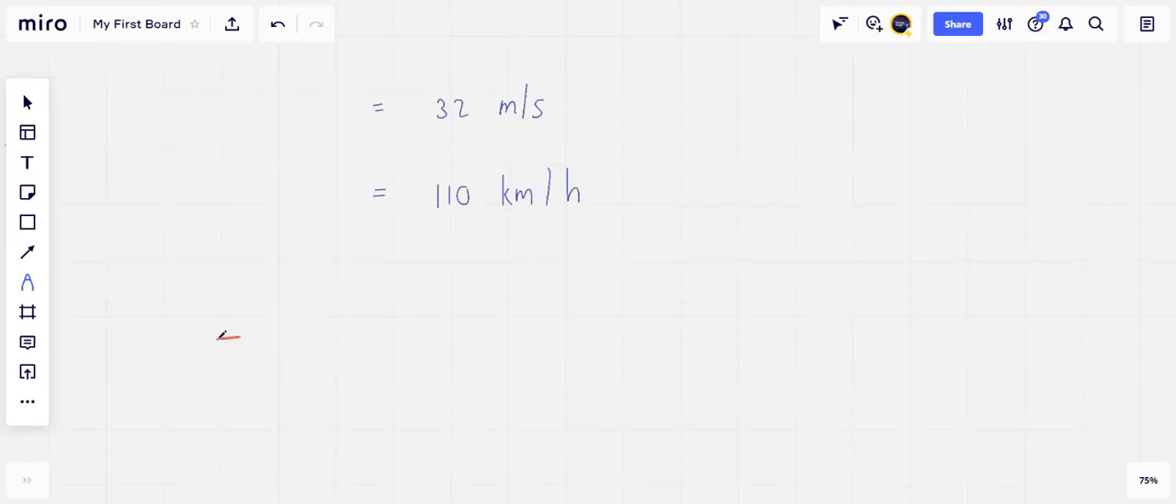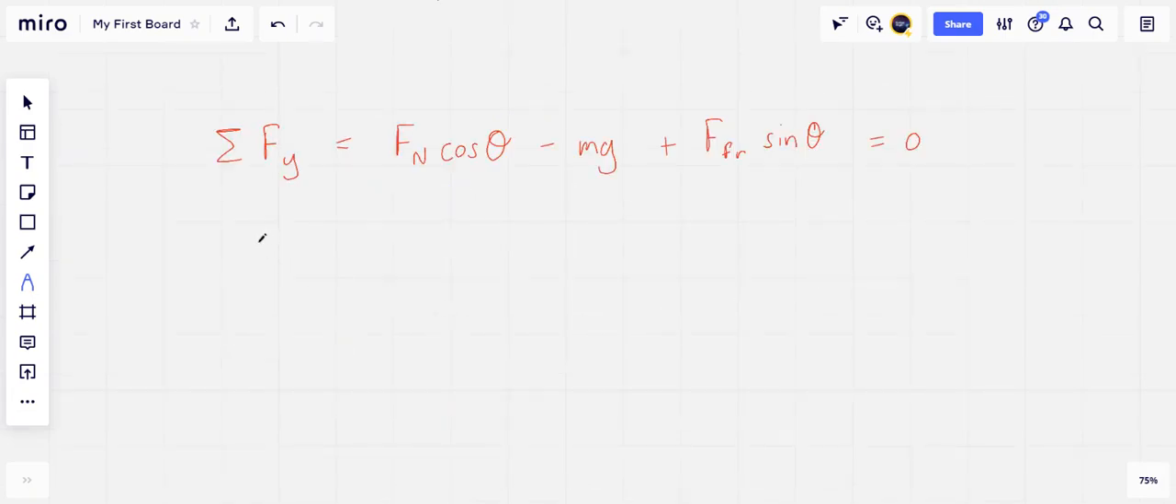And so by Newton's second law, again, we have the sum of the vertical forces is equal to Fn cosine theta minus mg plus the frictional force F_fr times the sine of theta, and this must equal 0, which means that the normal force Fn, again, we substitute mu s Fn for the frictional force, and we get this to be mg divided by cosine theta plus mu s sine of theta.